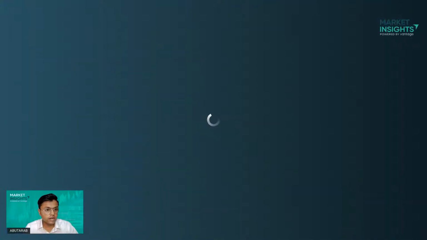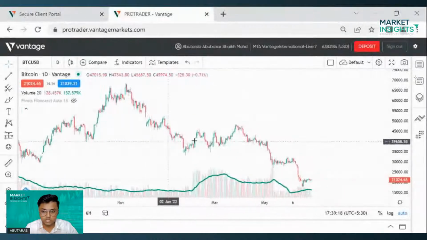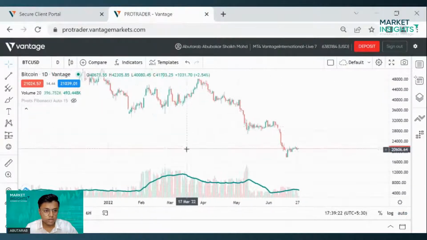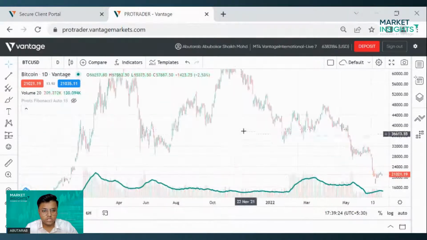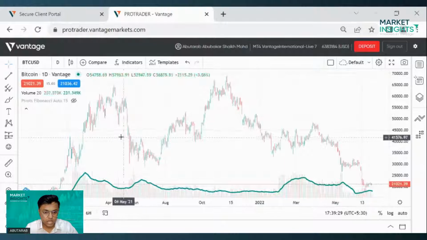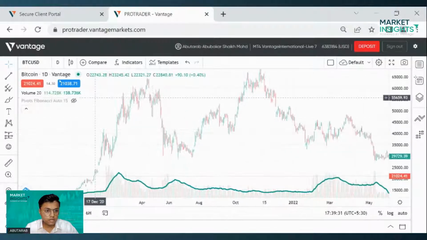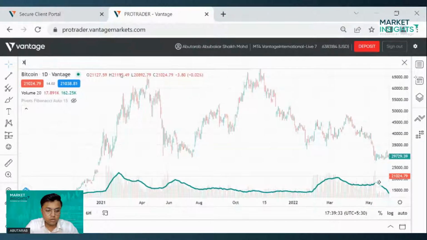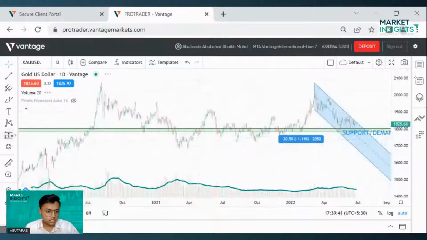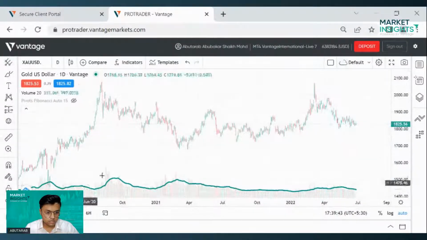Okay. We are here on the Pro Trader platform of Vantage Markets. Vantage Markets is one of the most reputed brokers out there. And we have got this Bitcoin chart, for example. Don't worry about anything, just for example. We are going to shift it to, say, gold USD. Okay, I've done certain things here, I will have to remove it.